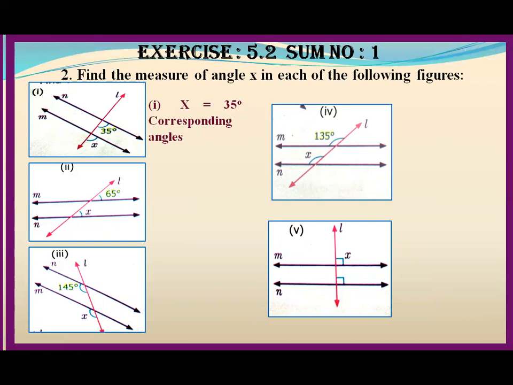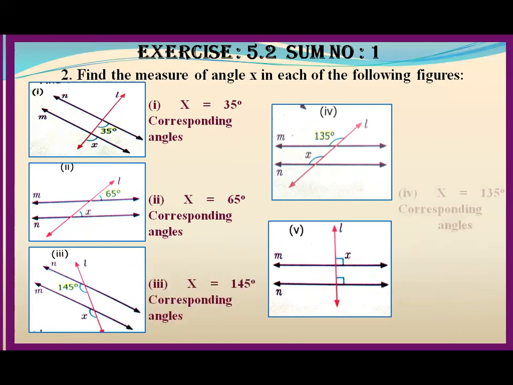So X is equal to 35 degrees because they are corresponding angles. Second one also, you have one interior, one exterior, and on the same side. Again here, X is equal to 65 because they are corresponding angles. Third one again, one interior, one exterior. So they are corresponding angles. X is equal to 45 degrees. Next, X is equal to 135 degrees. Again, they are corresponding angles.